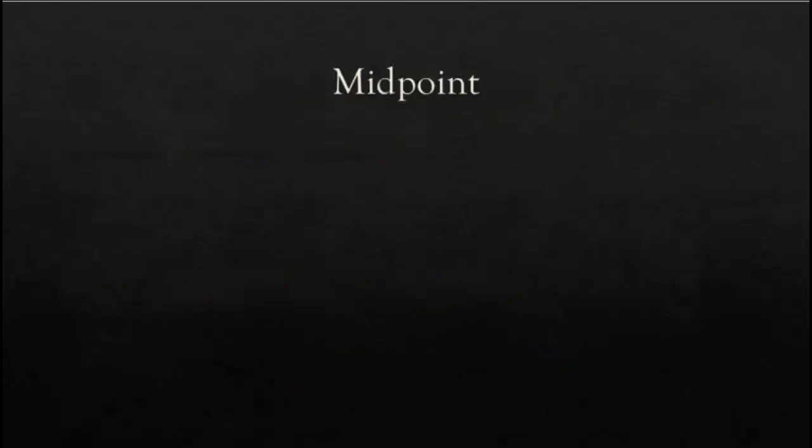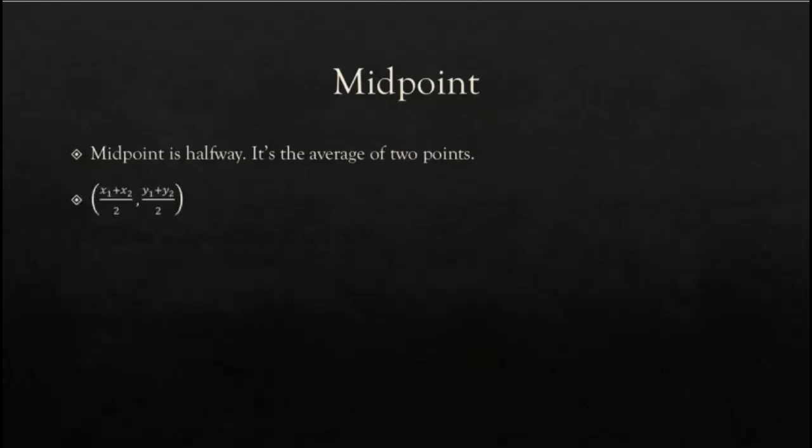The last thing to think about today is the midpoint. The midpoint is halfway. We talked about being halfway on the segment. It's going to be the average of the two points. So if we have them on a coordinate grid, we could actually average the two points. If we want to find the midpoint between (x1, y1) and (x2, y2), we would use this formula right here.